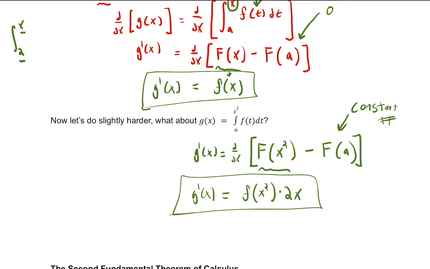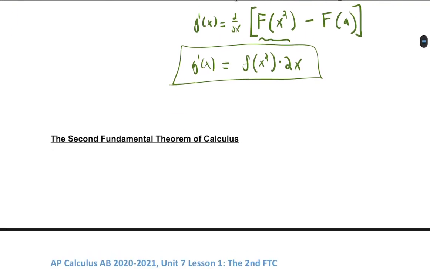And so I'm going to tell you the short and sweet version right now. Here's the second fundamental theorem of calculus. Take your top limit, plug it in for whatever variable is in your integrand, and then don't forget the chain rule. That's essentially all that is happening here. That is the second fundamental theorem of calculus.